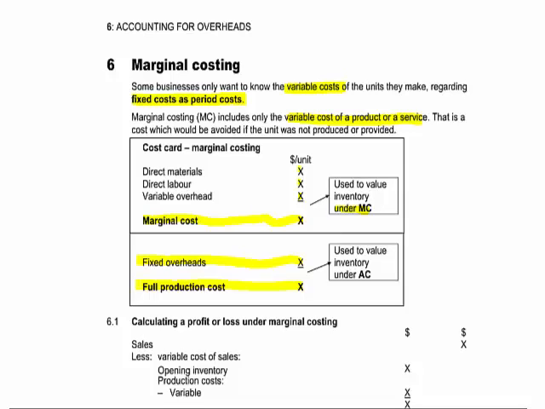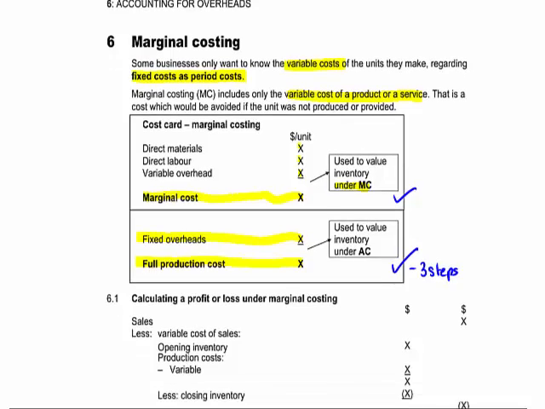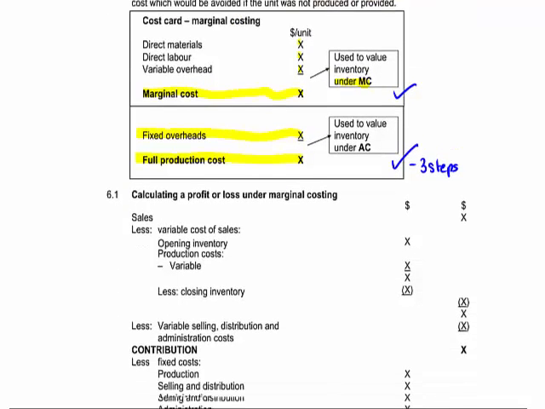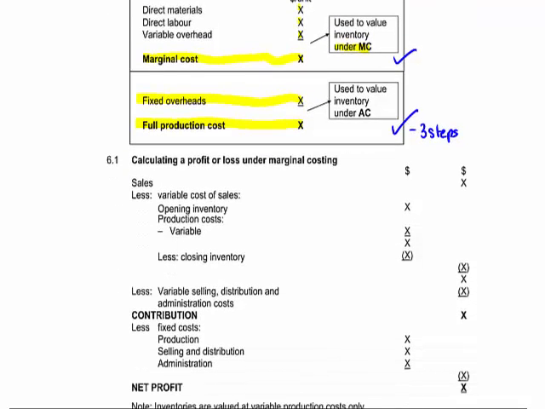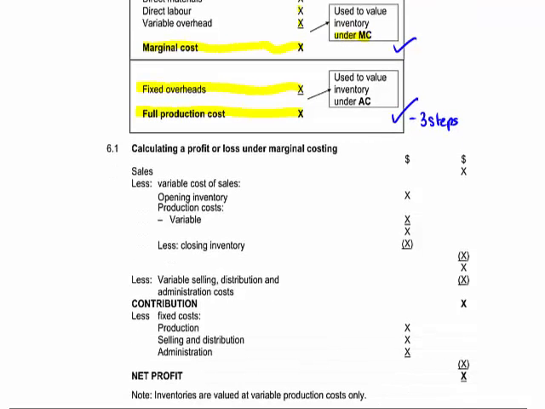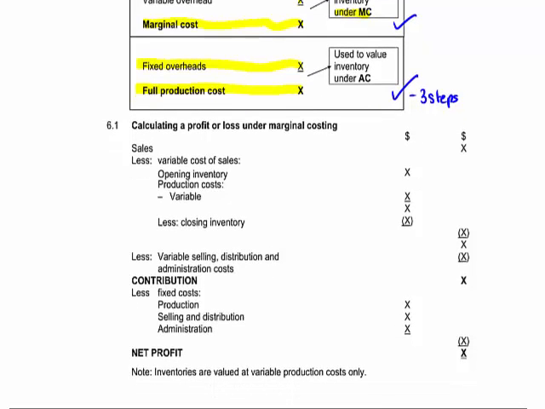So we know now how to work out the full cost under absorption costing using our 3-step approach, and we know how to do it under marginal costing because it's just the direct costs. So we now need to think about calculating a profit or a loss under both of these techniques. What you'll see here then in 6.1 is the pro forma for a marginal costing profit and loss statement.